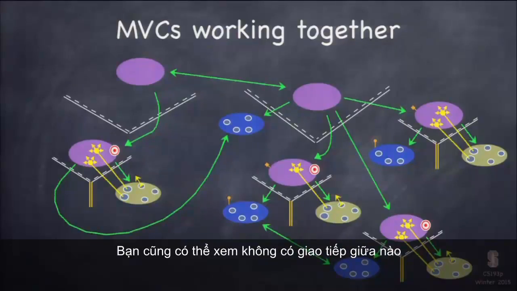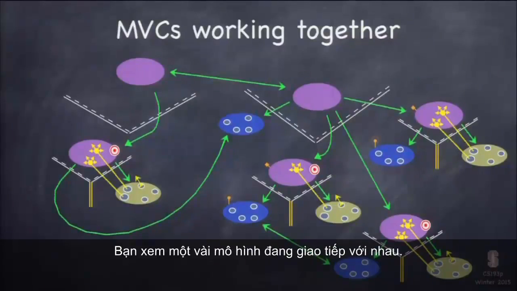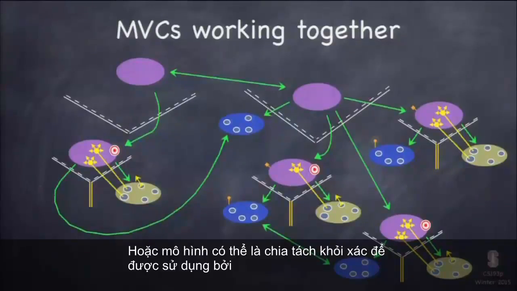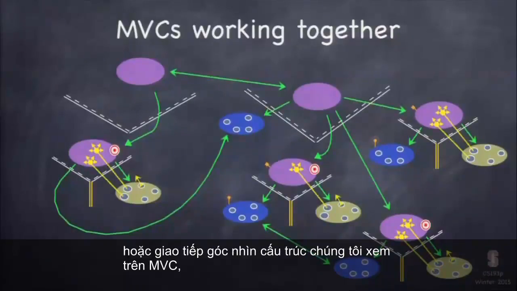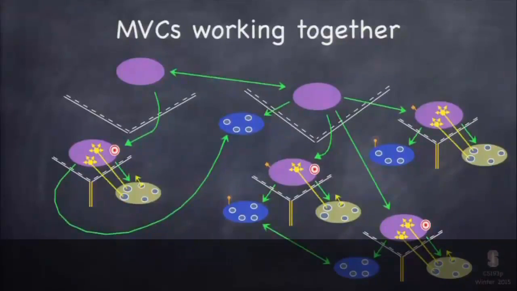You can also see that there are no other arrows except for some of the models. You see some of the models are communicating with each other. You know, a big application might have a single shared model, or the models might be split off into pieces to be used by sub-MVCs. Okay? But that's the only kind of communication you have there. All other communication is either the structured view communication we saw in the MVC, or it's using MVCs as part of the view of another MVC.